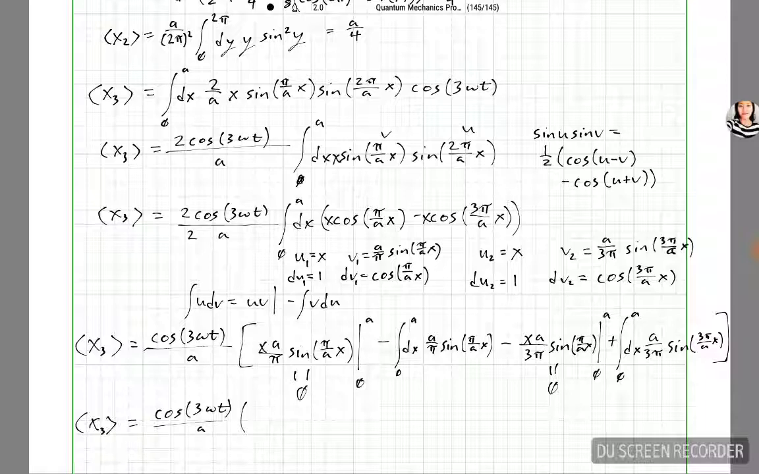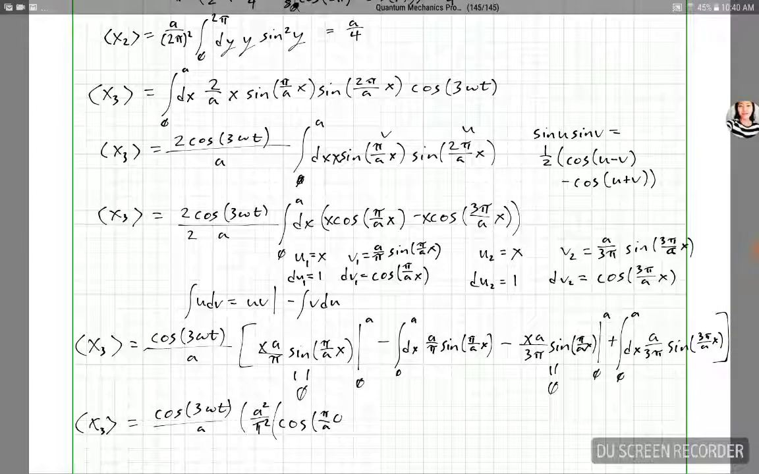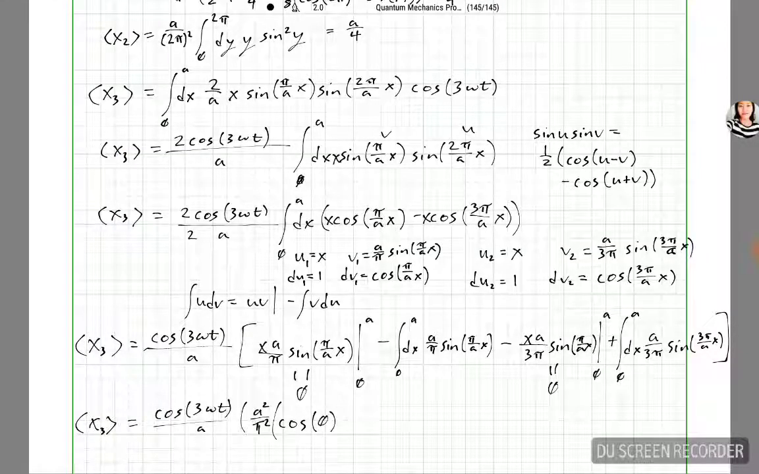And then I just have a couple of cosine terms. That's going to be minus, let's see, integrating sine gives us negative sine, gives us positive cosine. We get another factor of a over pi cosine, that's those parentheses, cosine of pi over a. So we have cosine of 0 minus cosine of pi.